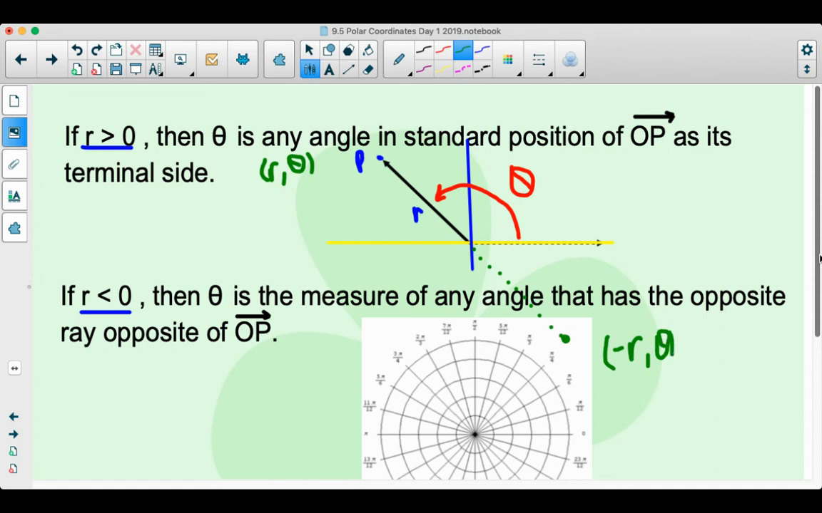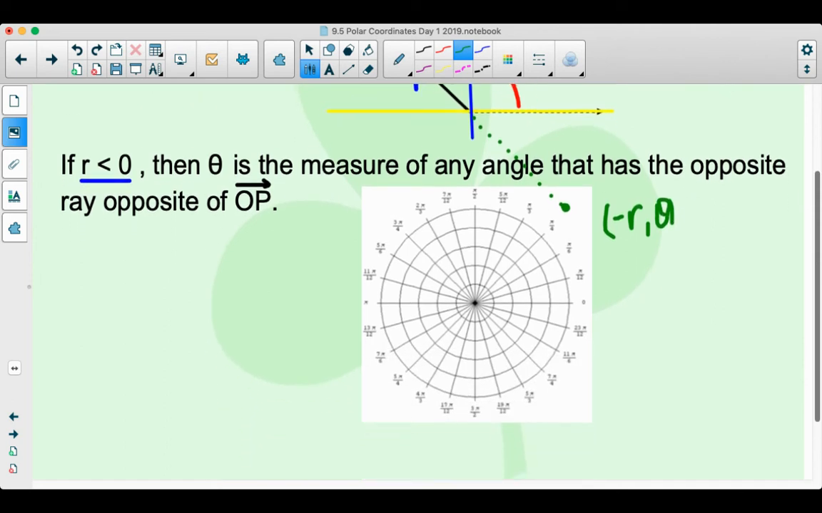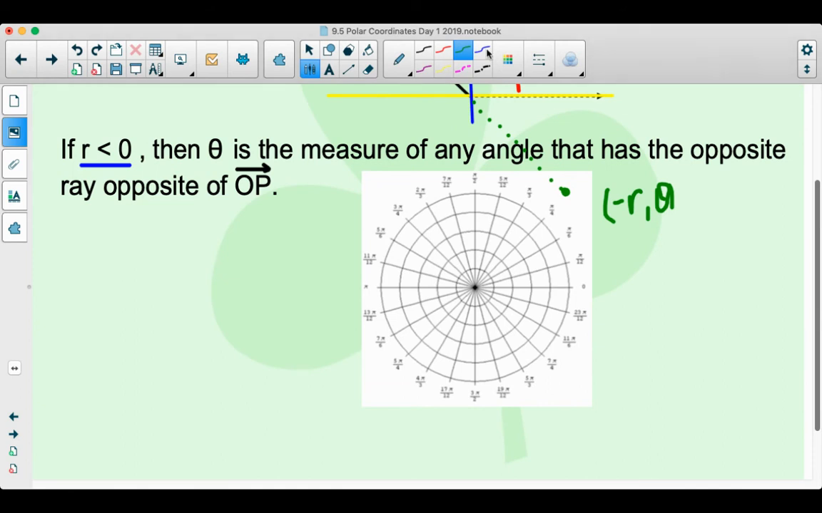So let's take a look at an example of that. If I were to plot 4 comma 5 pi over 6.